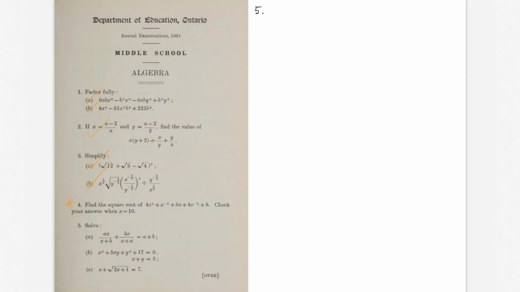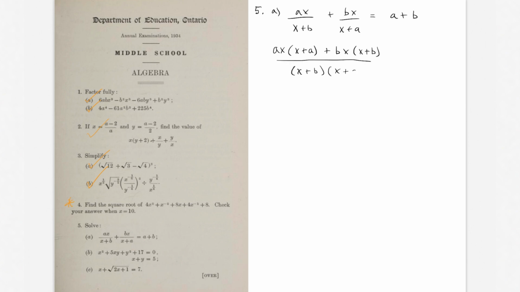Now let's move on to question number 5, which just says solve. So looking at 5a, I assumed we were solving for x. I started with the left-hand side of the equation. Since we had two fractions, I decided to combine them into one by finding a common denominator. Then I expanded out the numerator and the denominator, and that gave me this equation.